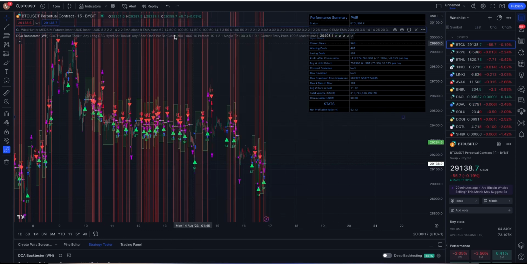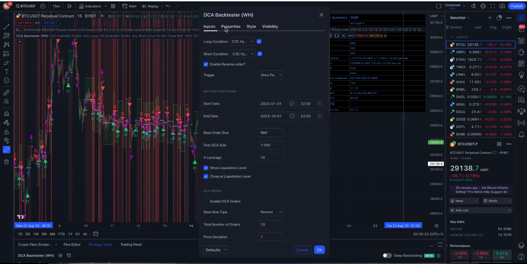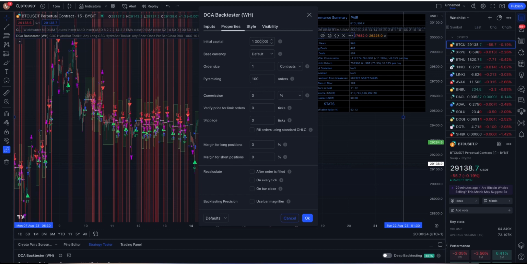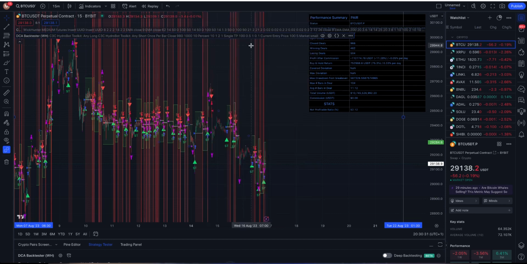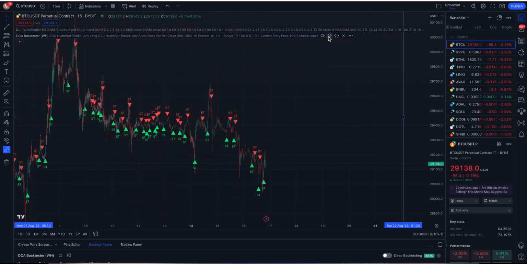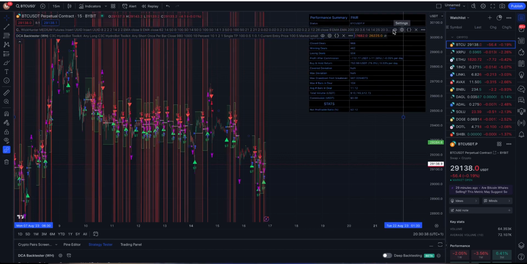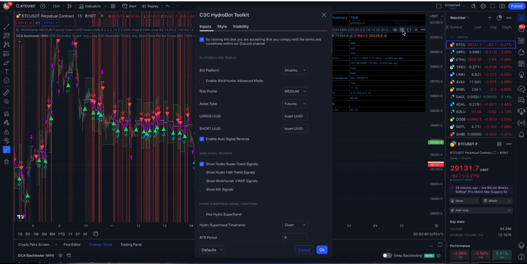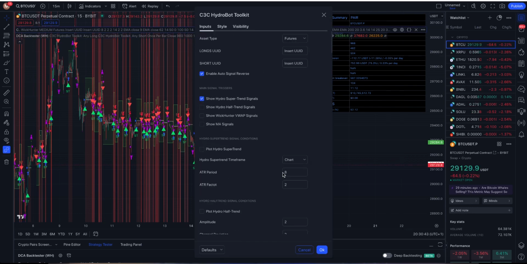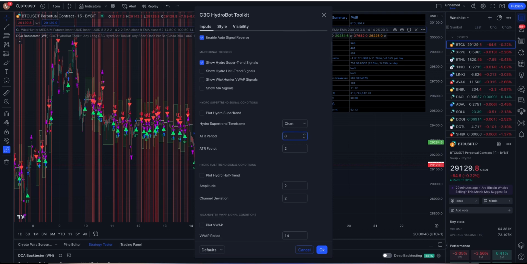Just another thing that I want to change before we carry on. If we go back into the back tester and go to the initial capital, I like to make this around $1,000, so it's easy to work out what we're making. It's more realistic for people's budget. So we go back into here. 21 was a lot better than 8, so we'll just work our way up until we find the best settings for this.